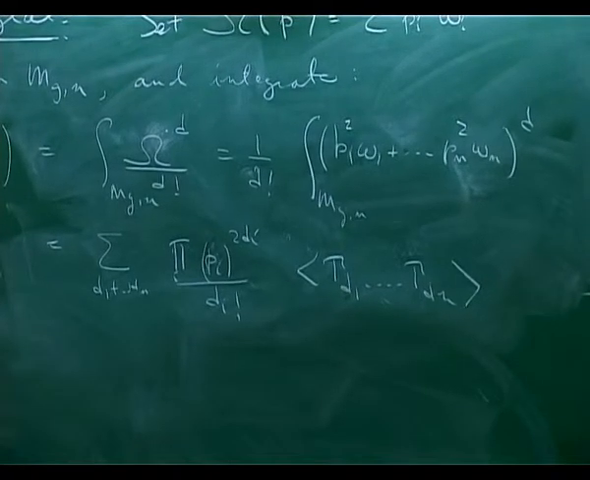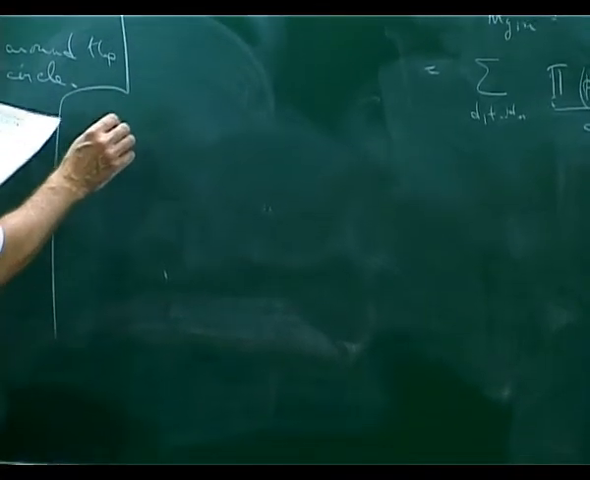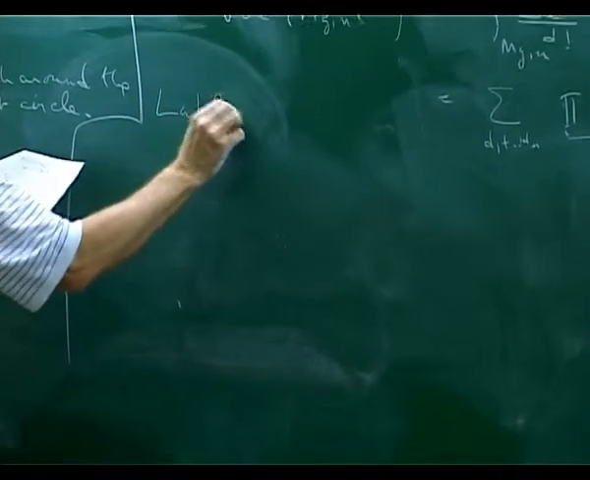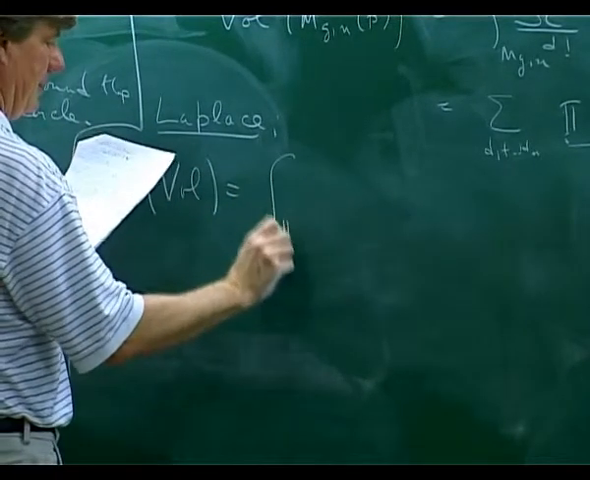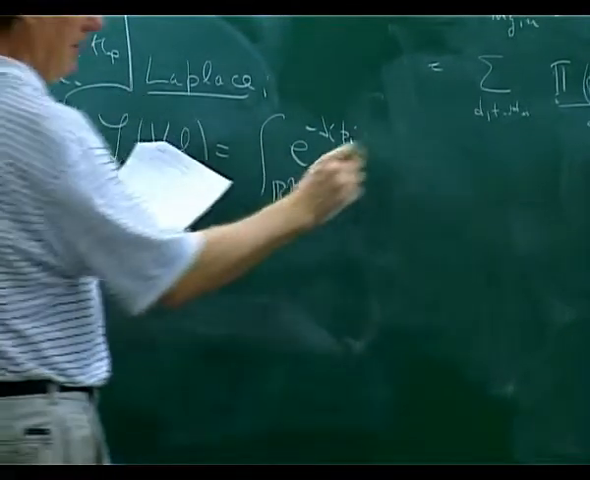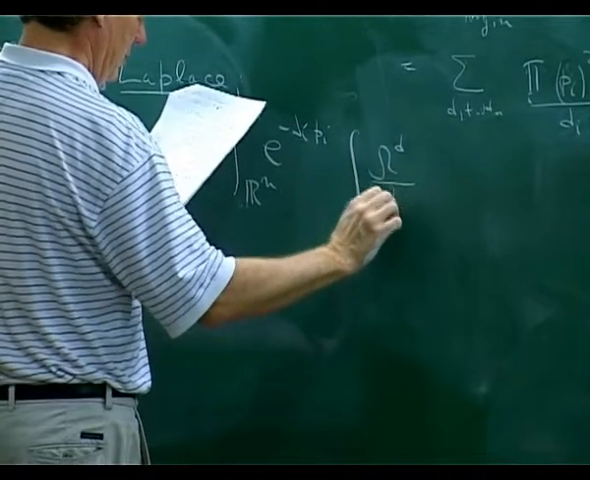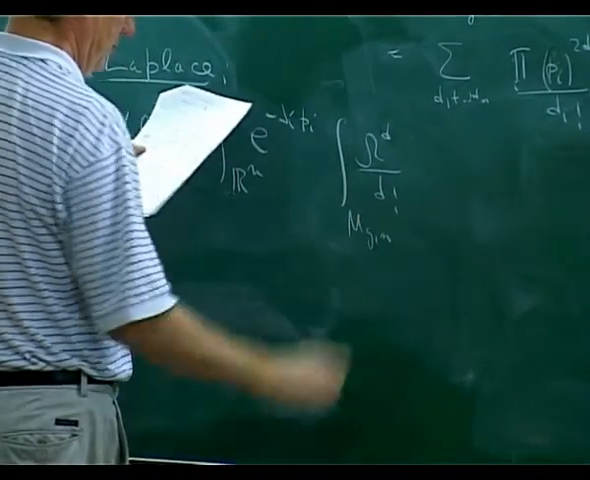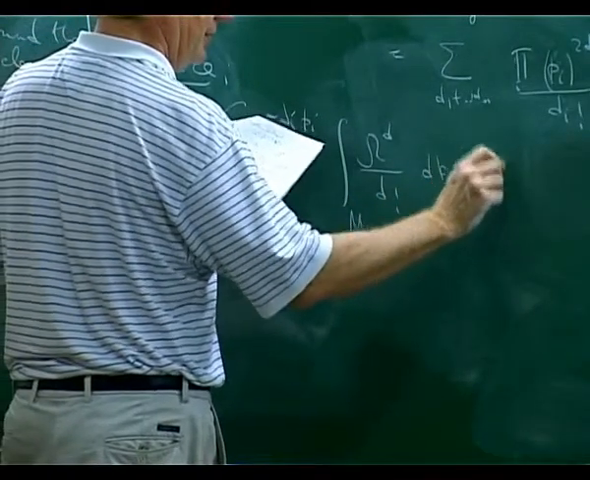Okay, and then something which makes sense, I suppose, if you're doing anything else but geometry, is you take a Laplace transform. So you take the Laplace transform of the volume, and you'll get an integral over Rn minus lambda I pi, the integral of omega d over d factorial, of d p1 ... d pn.